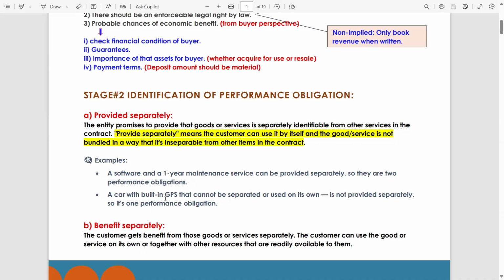A car with built-in GPS that can't be separated or used on its own. They are dependent on each other. It is not provided separately, so it's one performance obligation. In case of more than one performance obligation, it is called provided separately. It means goods and services are distinct. If the goods and services are not distinct, then they can't be provided separately. It's a single, or you can say one, performance obligation.